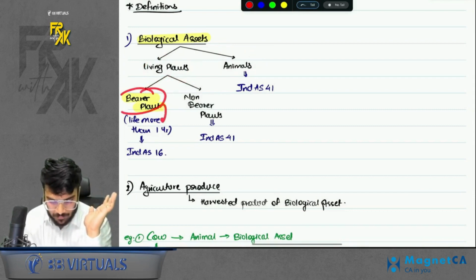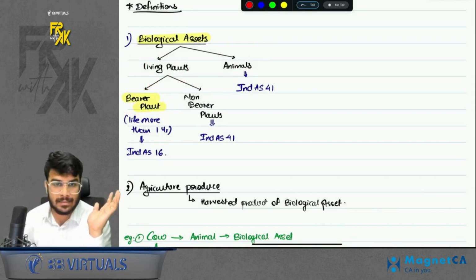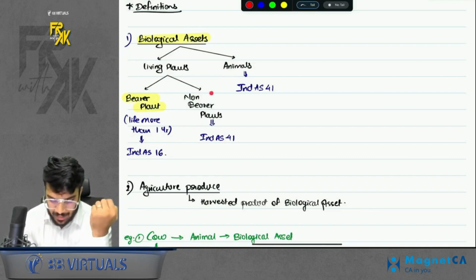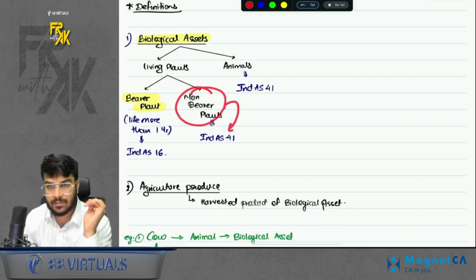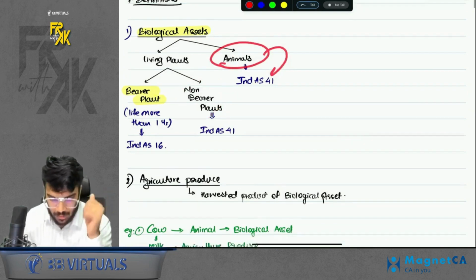Bearer means which have a life of more than 1 year. In case you remember, bearer plants are covered under Ind AS 16. Acha. What about non-bearer plants which have a life of less than 1 year? Covered under Ind AS 41. What about animals? Covered under Ind AS 41. Do remember that part. First thing.